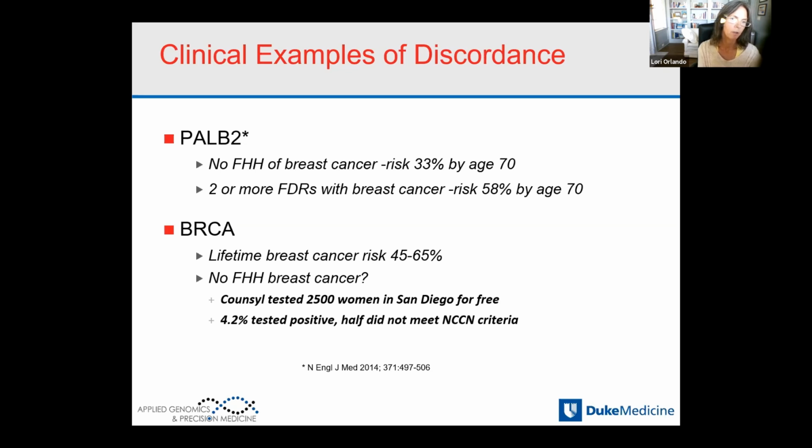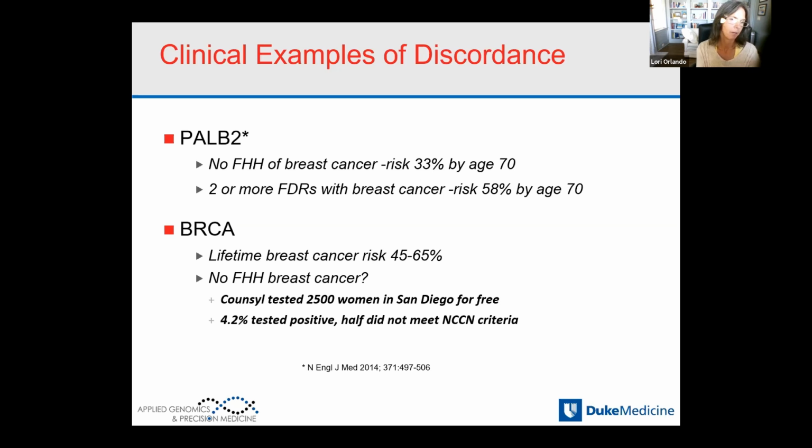On the other hand, if you had 2 or more first-degree relatives with breast cancer, then that almost doubled the risk of having breast cancer by age 70. So that's a pretty significant impact, and can show how having a family history that is discordant in some ways is able to identify some protectors for that mutation.